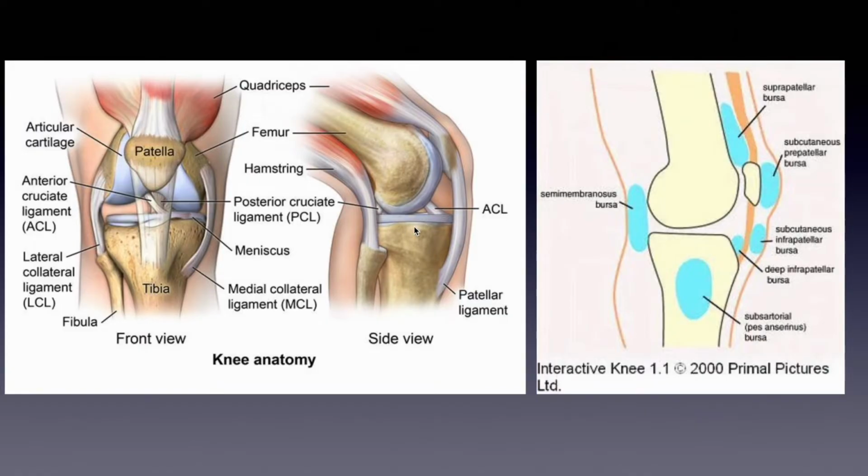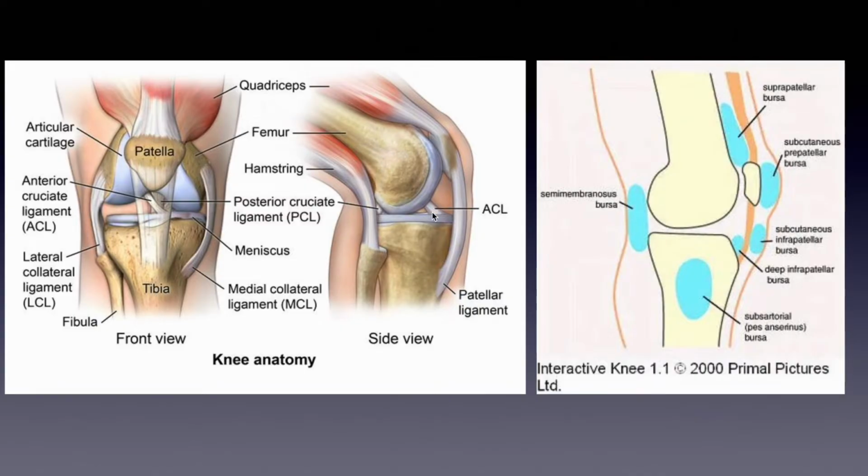Here we can see ligaments and tendons. A ligament, let's repeat, is a structure that connects bone to bone. A tendon is a structure that connects muscle to bone. In this picture, we can see the quadriceps muscle, which goes down, covers the patella, and attaches to the tibial tuberosity. This part from the patella to the tibial tuberosity we call the patellar ligament.